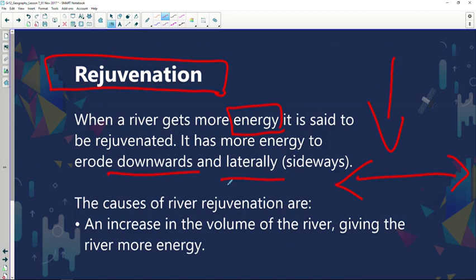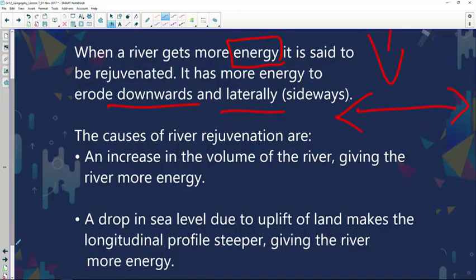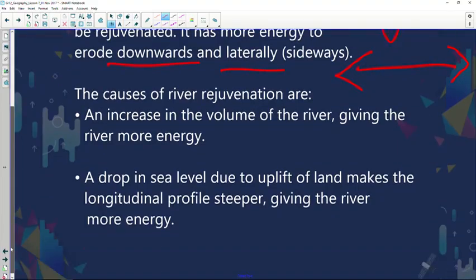Now, what causes rejuvenation? We add more water to this river system. That happens. Or the gradient becomes steeper. We're going to look at a couple of factors that cause river rejuvenation. Another reason for rejuvenation is a drop in sea level. Like I've mentioned, if the volume of water increases, the capability of erosion is more, because more volume causes more erosion. A second reason is a drop in sea level.